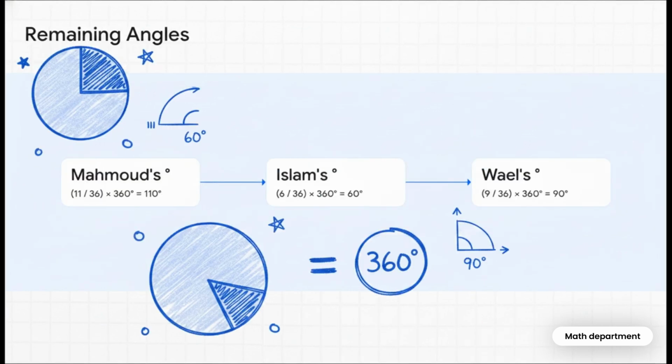Let's keep that momentum going and calculate the angles for the remaining partners. For Mahmoud, it's 11 divided by 36 times 360, giving us 110 degrees. For Islam, 6 over 36 times 360 equals a 60-degree slice. And finally, Wael is 9 over 36 times 360, leaving us with a perfect 90-degree right angle. And as a quick self-check, add them all up, 100 plus 110 plus 60 plus 90 equals exactly 360 degrees. Perfect, we know we're on the right track.